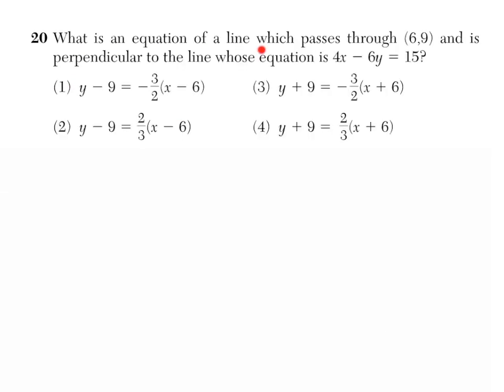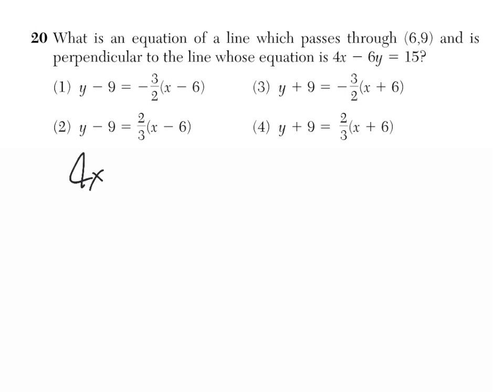Question 20. What is the equation of a line which passes through (6, 9) and is perpendicular to the line whose equation is 4x minus 6y equals 15? So to do this, we're going to need to figure out what the slope is for this equation and then rewrite it in point slope form. We're going to evaluate the 4 options in a moment, but let's first convert this to slope intercept form, and we're going to do that by isolating y.